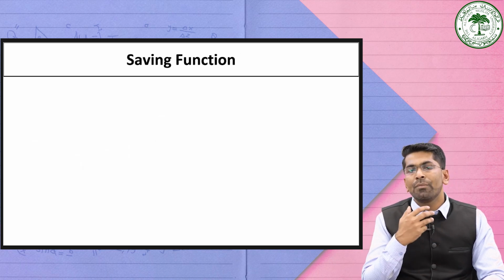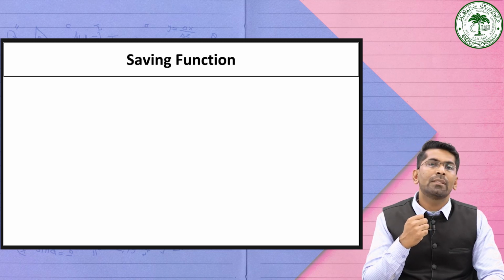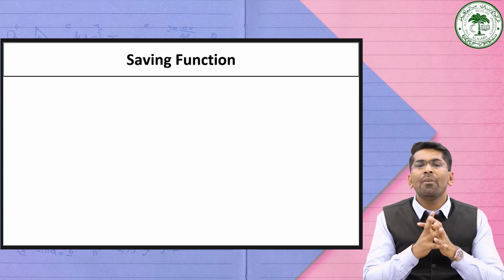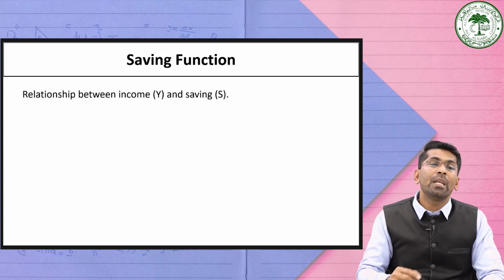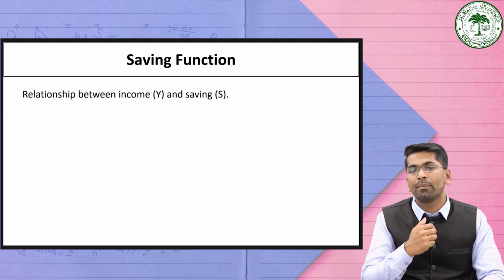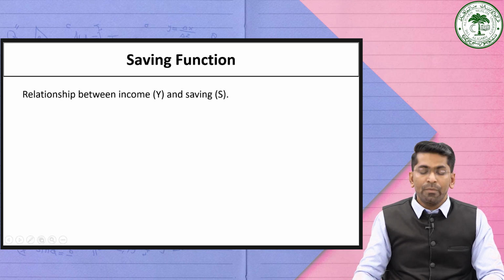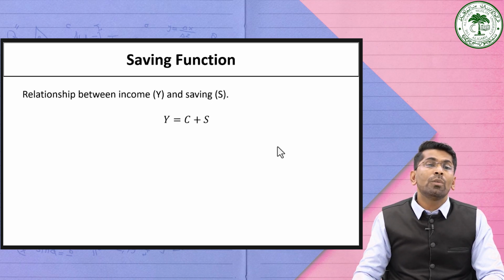So this is the consumption function. Now along with the consumption function, we have another function which is known as the saving function, which is similar to the consumption function. The saving function mainly represents the relationship between income and saving. We know that Y is equal to C plus S, which means your income is used for two purposes, the consumption purpose and the saving purpose. That's why we are writing Y is equal to C plus S. Either you will use your income for consumption or for saving.